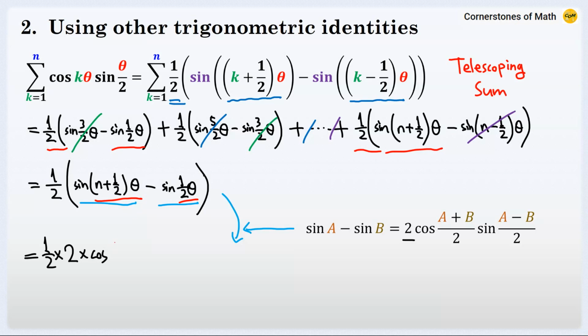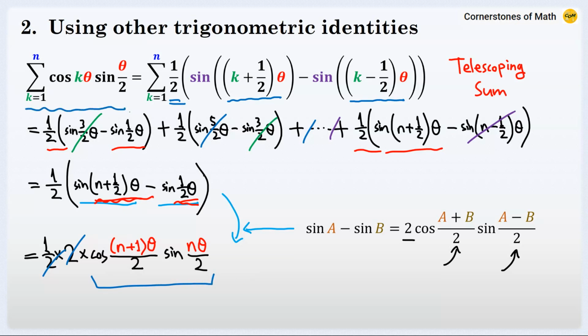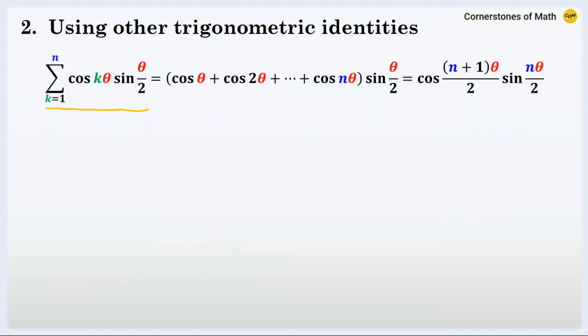Then we have 1/2 times 2, and cosine of the sum of these two angles, so n theta plus 1/2 theta plus 1/2 theta, so (n plus 1) theta divided by 2, and sine of the difference between these two angles, so n theta plus 1/2 theta minus 1/2 theta, so now it is n theta over 2. And if we cancel out these two, we only have this part, which is the result of this sum. So we have proved that this sum, which is this sum, is this. And we are dealing with the cases where this sine theta over 2 is non-zero.